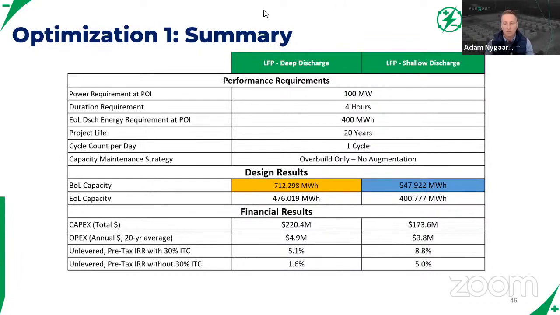information. This gives you the information of what is really more of a best case scenario versus a worst case scenario from a usage standpoint. So hopefully that's helpful in shedding some light on the difference between deep discharge and shallow discharge.